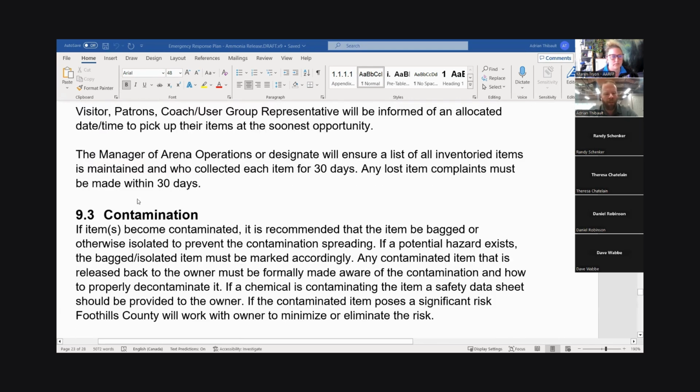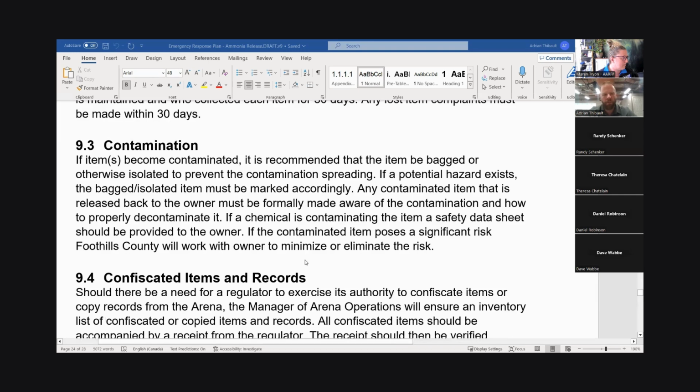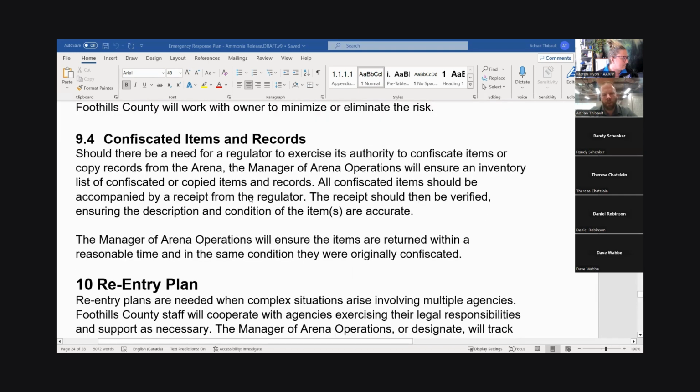And as far as contamination, you need to let the people know that items may be contaminated. Now, as I said, ammonia is a natural substance and it's going to air out by itself. But if you dump liquid ammonia on something, then you may have to tell people that it's garbage basically now, because it's been dumped with ammonia. You've got to at least let the people know of the risk. And you've got to keep a record of all that.